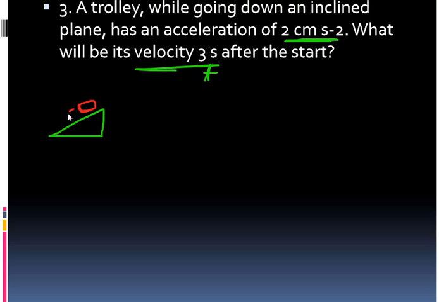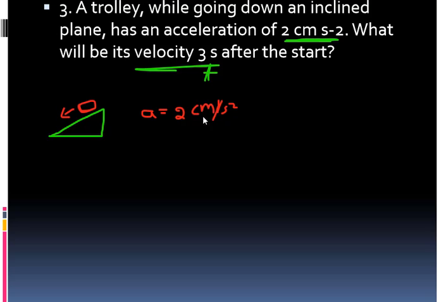This trolley is going down in this direction. A trolley while going down an inclined plane has an acceleration of 2 centimeter per second square. Her acceleration is equal to 2 centimeter per second square. Now you see, what is the SI unit of acceleration?